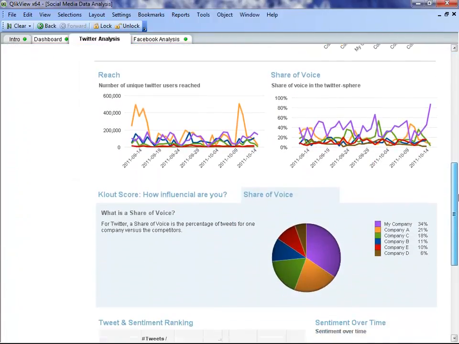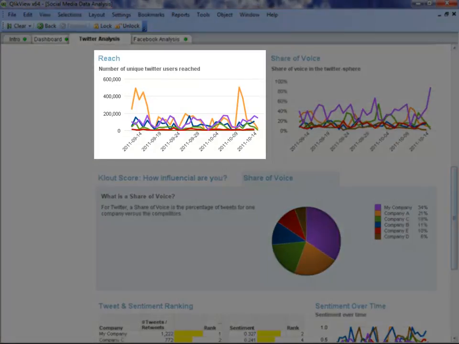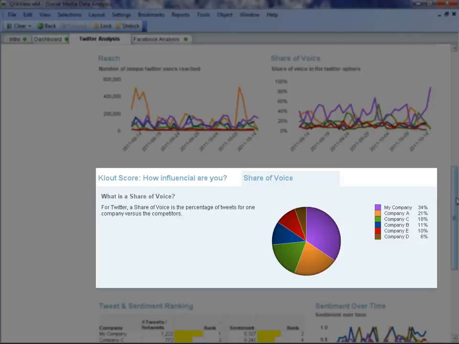Other statistics such as reach, which is the number of unique Twitter users reached by a tweet, and share of voice, which is the percentage of tweets for one company versus its competitors, can also be found on this sheet.